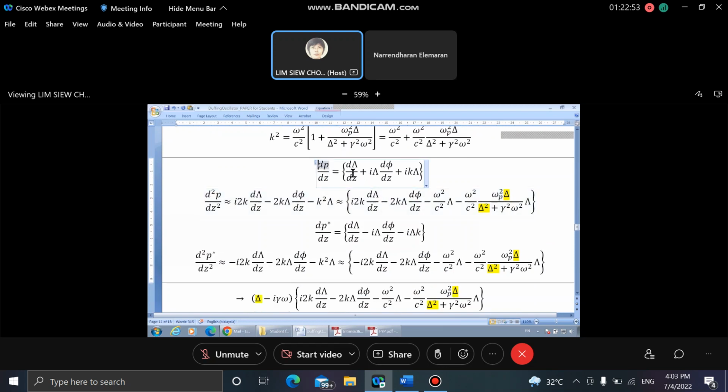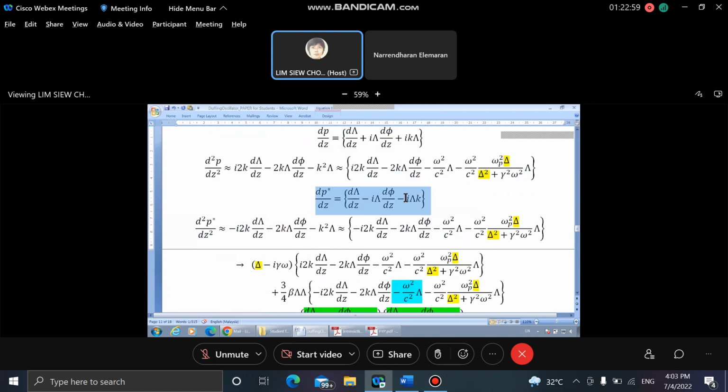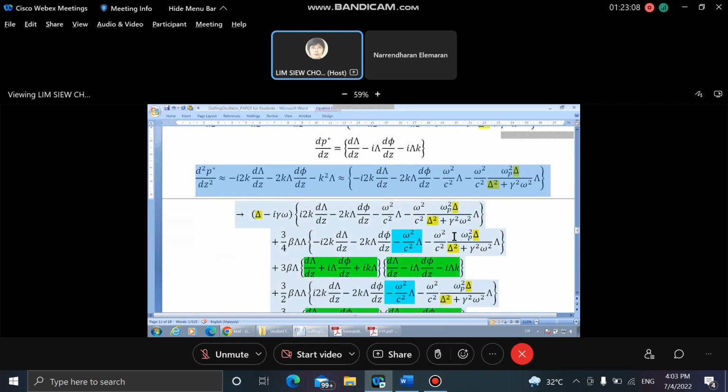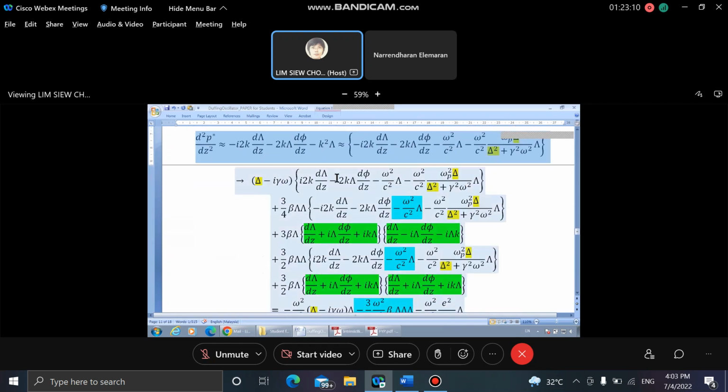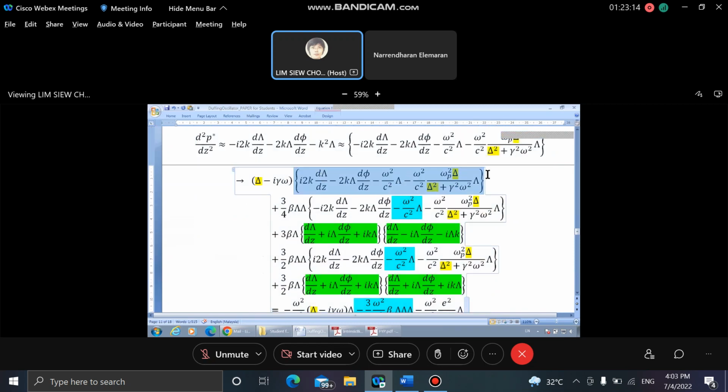For the first order derivative, this is the second order derivative. This is the P star, and then this is the d2P over d2P star over dz squared. So after this, I managed to substitute. This is the d2P over dz squared in terms of the gamma. And then this is another substitution.